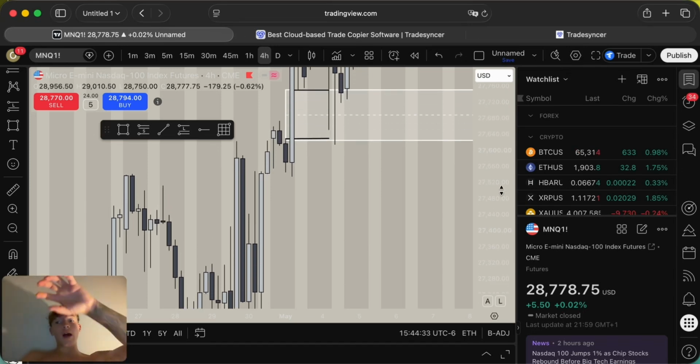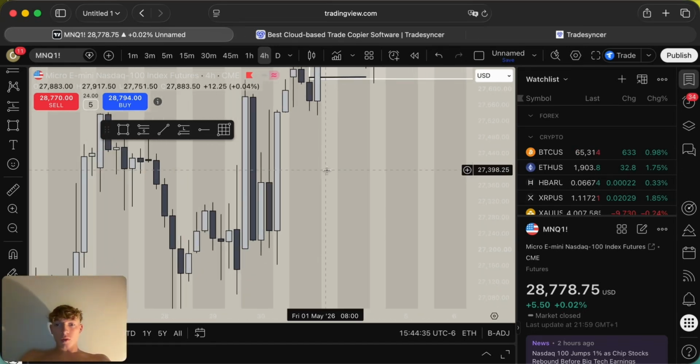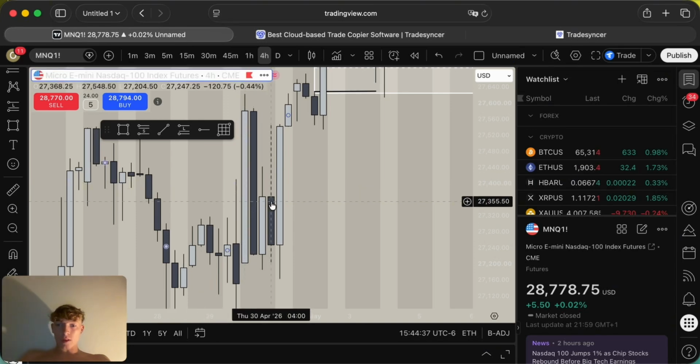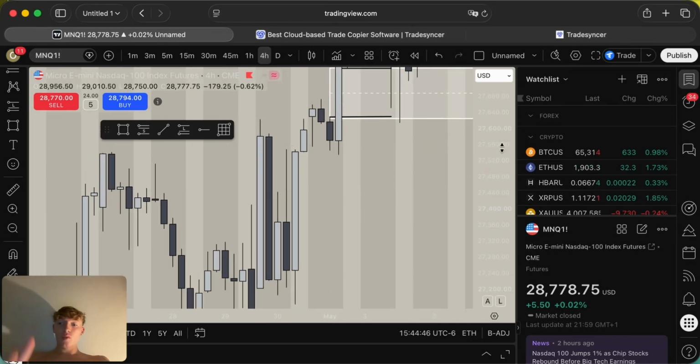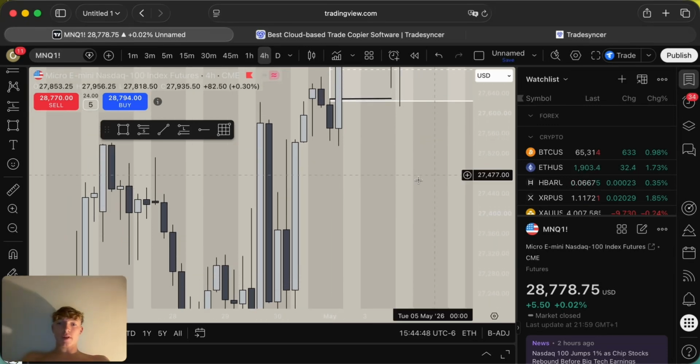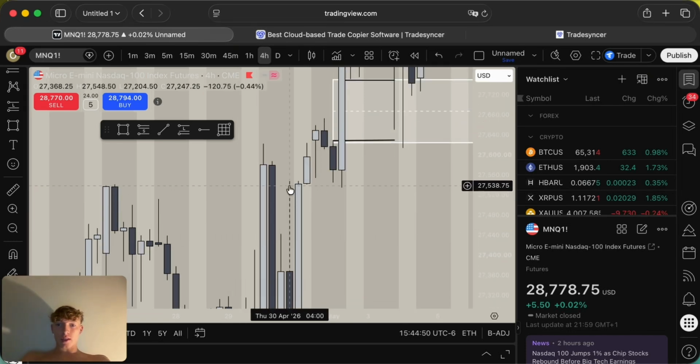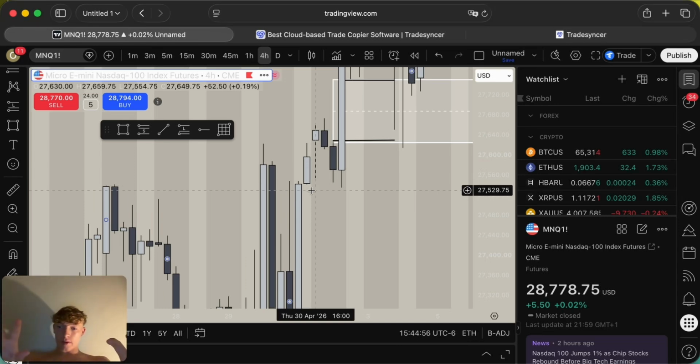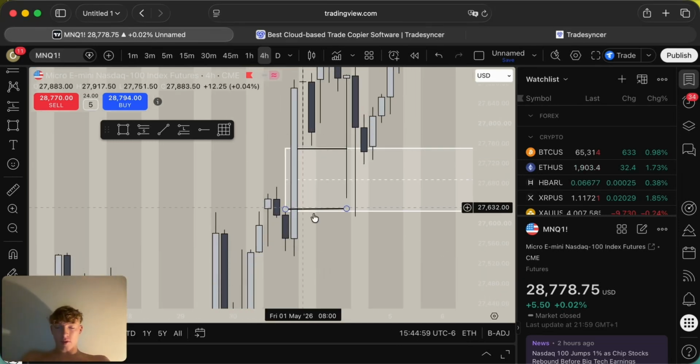I'll show you what isn't a fair value gap. So right here we've got one candle here, this black one. We've got one candle here, this grey one, and we've got a third candle here, this grey one. The reason why this isn't a fair value gap is that this wick is overlapping this tiny wick here. That is not a fair value gap. This is a fair value gap.